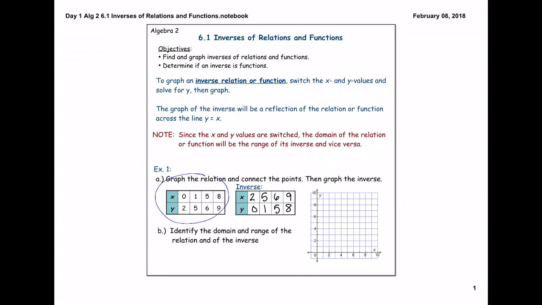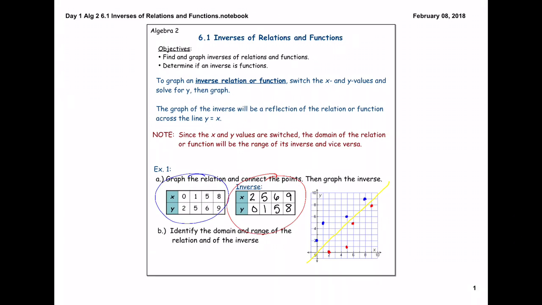To graph our original relation, we plot the points 0, 2, 1, 5, 5, 6, 8, 9. To graph our inverse function, we plot the points 2, 0, 5, 1, 6, 5, 9, 8. And you can see that these directly reflect over the line y is equal to x, and if we folded our paper in half, they would match up.